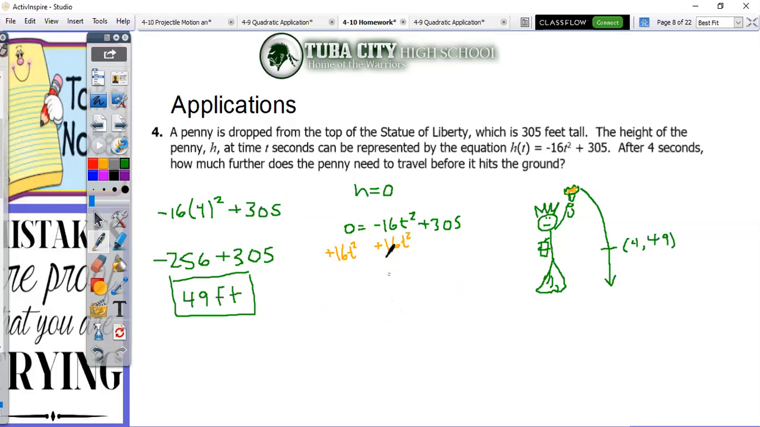And I'm going to add 16t squared to both sides. So that's going to cancel it off of here. So 16t squared. I said 16. And I'm going to go ahead and divide both sides by 16. So 305 divided by 16. And that would be 19.0625.